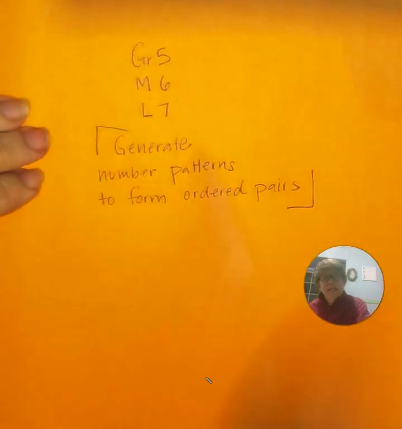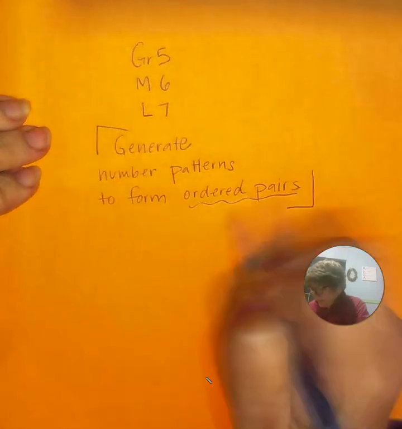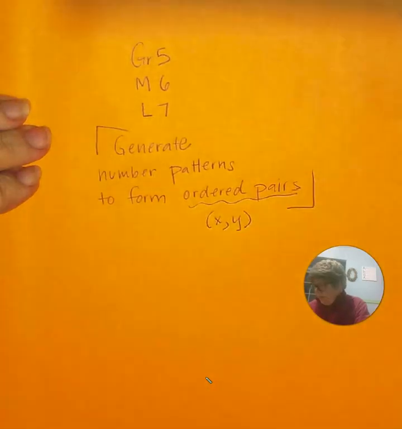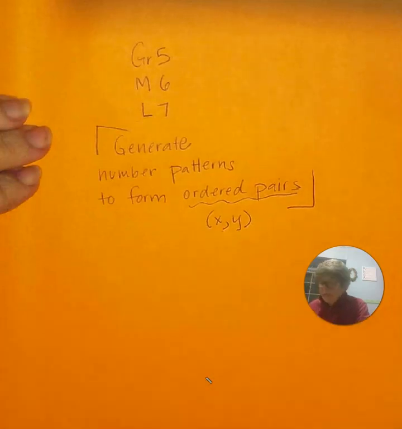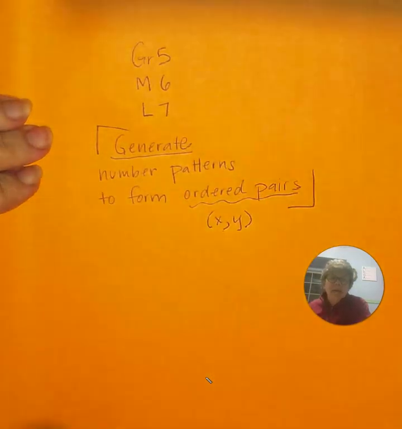We're going to generate number patterns to form ordered pairs. Now hopefully you remember that an ordered pair is your x coordinate and your y coordinate with parentheses around them, separated by a comma. And maybe you know that the word generate means to make or continue a number pattern. And we're going to be looking at ordered pairs.